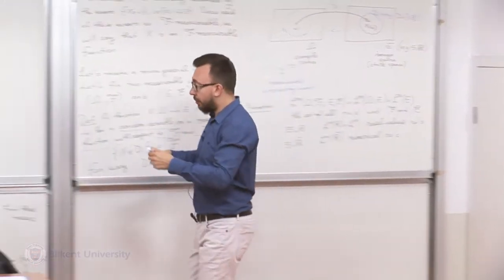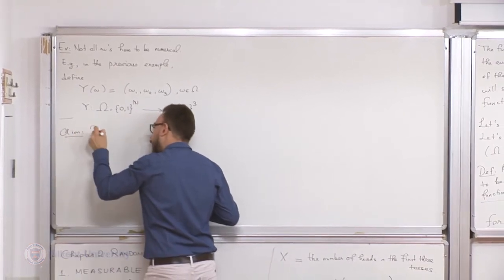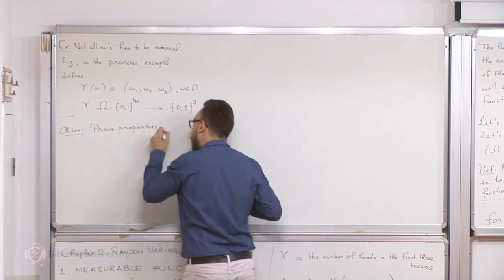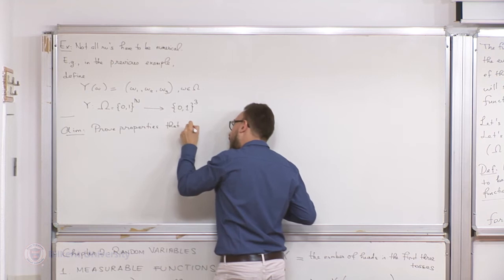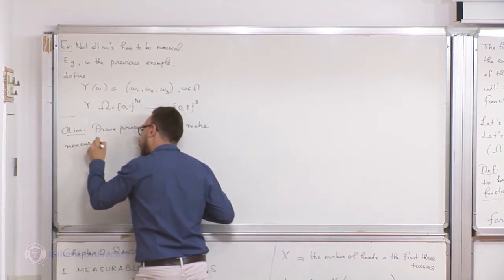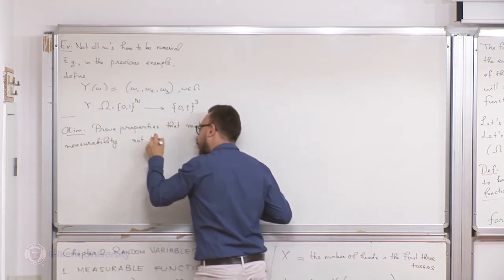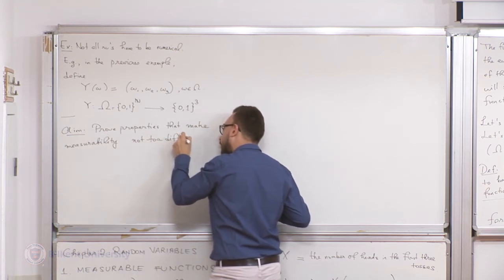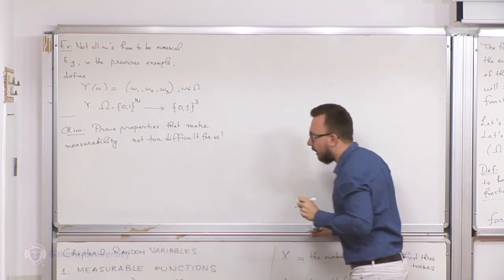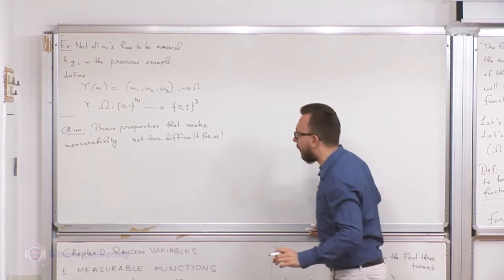So our aim is to prove properties that make measurability not too difficult for us. And here's the first of such properties.